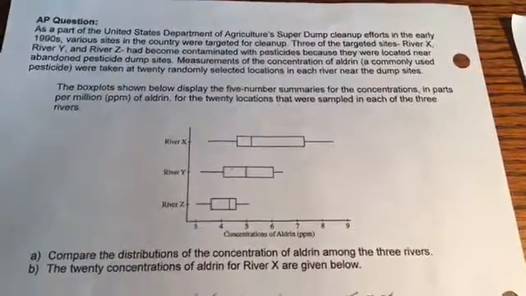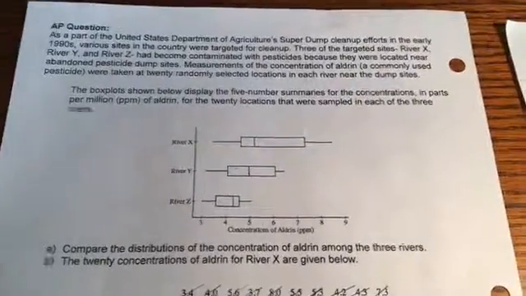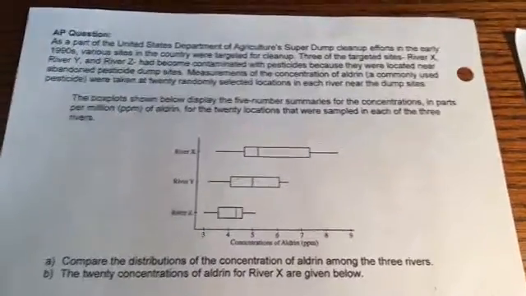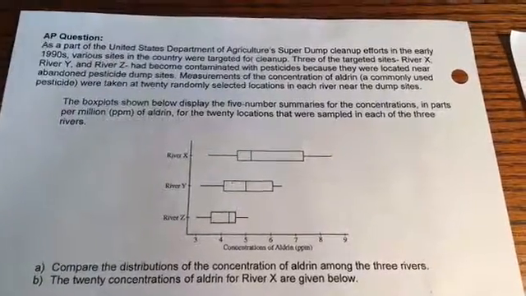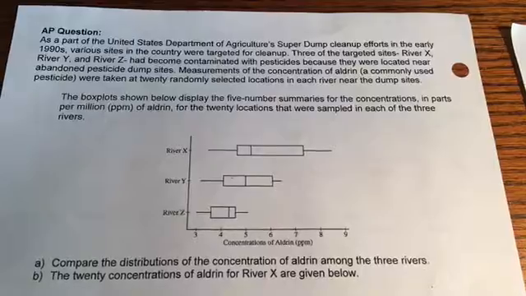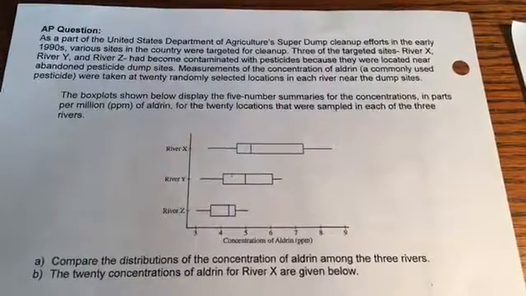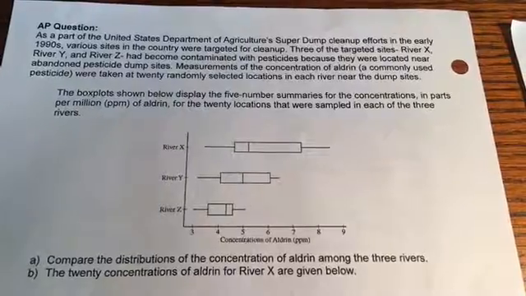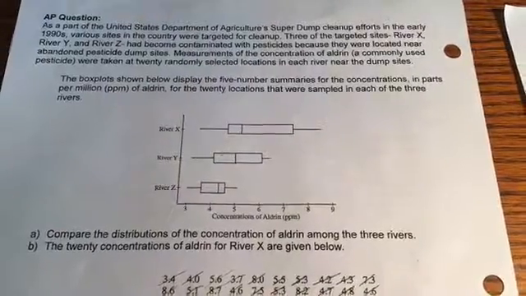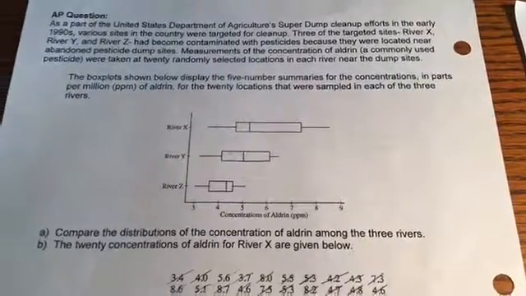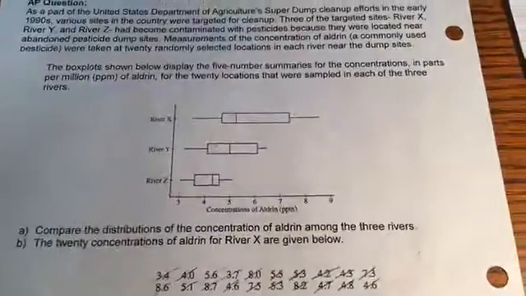The third and final question on the Quideo, which is an AP question, presents us with a series of box plots taken from different rivers. So it says that the Department of Agriculture was trying to clean up various sites, River X, River Y, and River Z, because they had become contaminated. And so they measured the presence of a chemical called aldrin, which is a pesticide, at 20 different locations throughout the different rivers. And these are the box plots here.